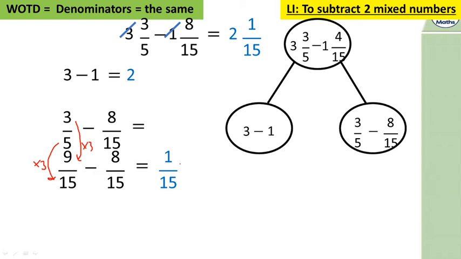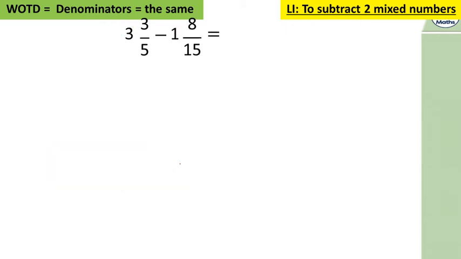So separate out those wholes and those fractions, and then calculate it, making sure to make the denominators the same. So pause the video, just make sure. Oh no, we're just going to have a look at this one before you do a different one. So just a different method here. So 3 and 3/15 minus 1 and 8/15. We know that that's the same as 3 and 9/15 minus 1 and 8/15 from the last question.